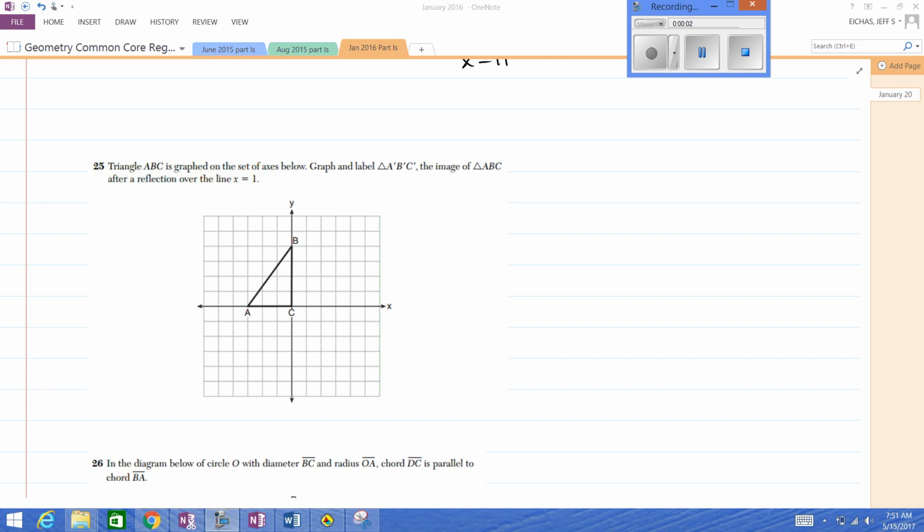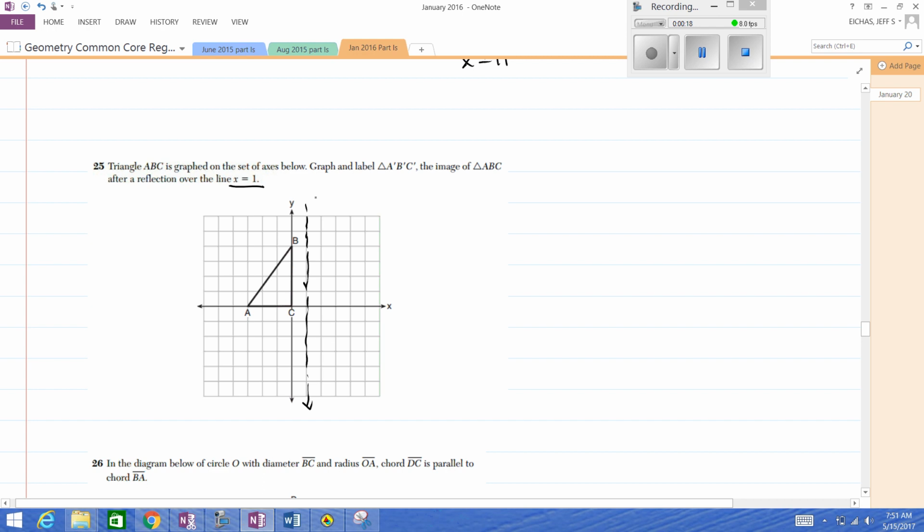Okay, so we'll get into the open response now of the January 2016 exam. All right, so they want us to reflect over the line x is 1. First, we've got to know that that vertical line is the line x is 1.